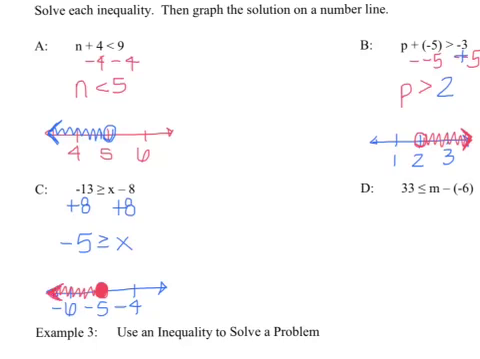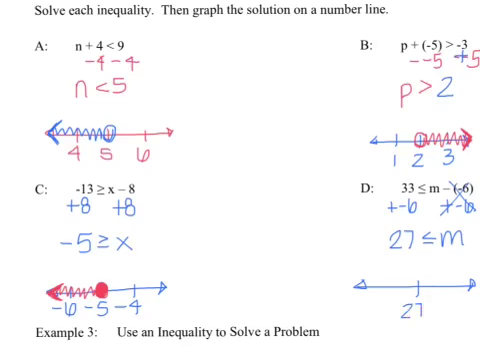Okay, one more. We have a minus negative 6, so let's add negative 6. Add negative 6. 33 plus negative 6 is 27. That's less than or equal to m. It cancels. So make your number line.